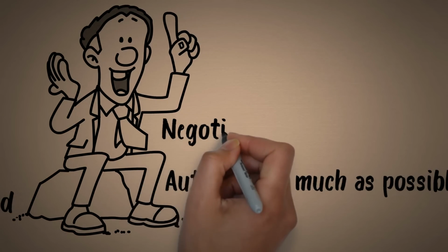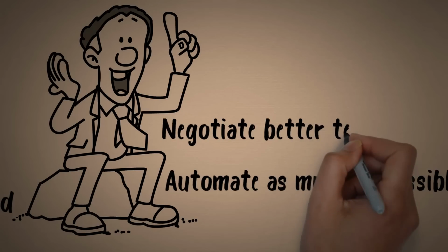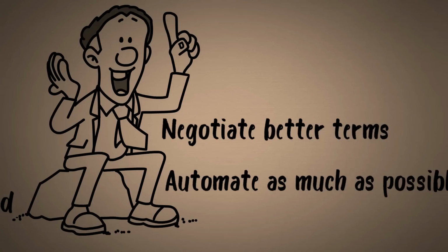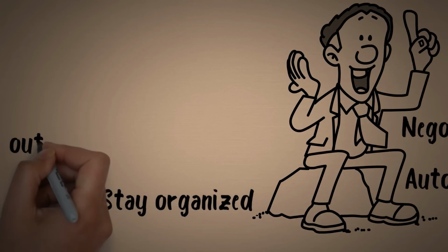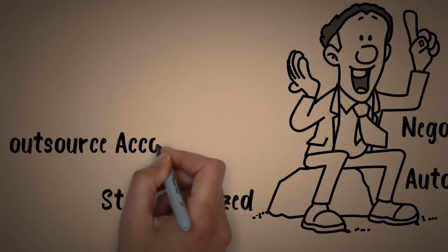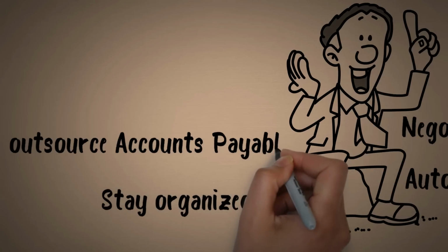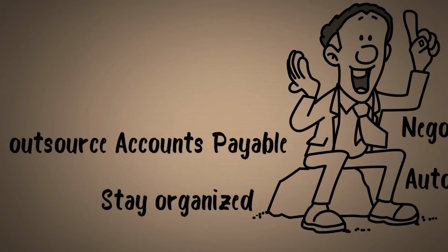3. Negotiate better terms. If you're not happy with the terms you're currently getting from suppliers, then negotiate for better terms. This can include getting longer payment terms, discounts, and more. 4. Outsource accounts payable. If you don't have the time or resources to manage accounts payable properly, then consider outsourcing it to a third-party provider. This can save you time and money, and free up your resources to focus on other areas of your business.